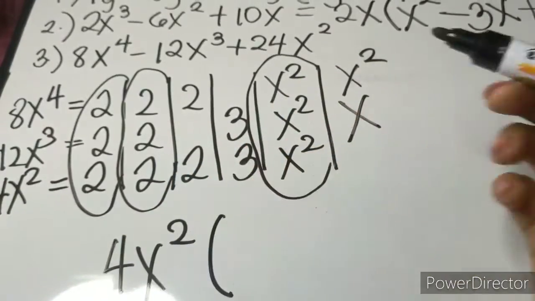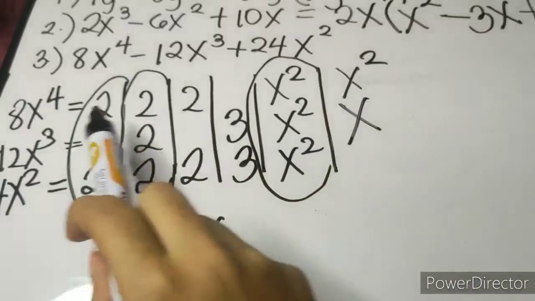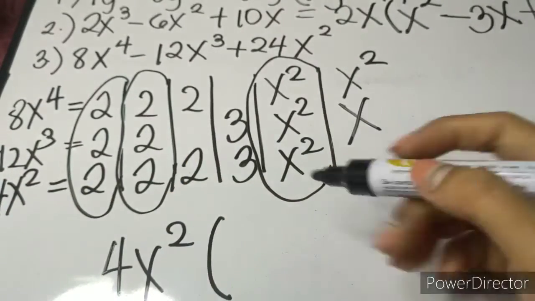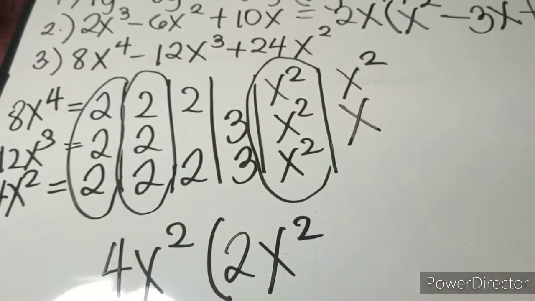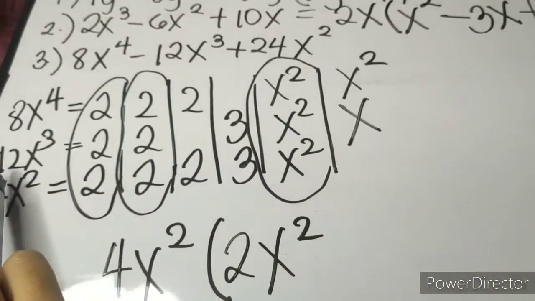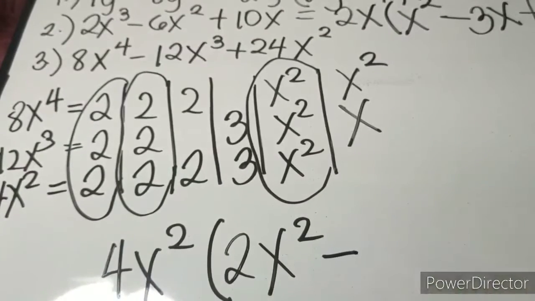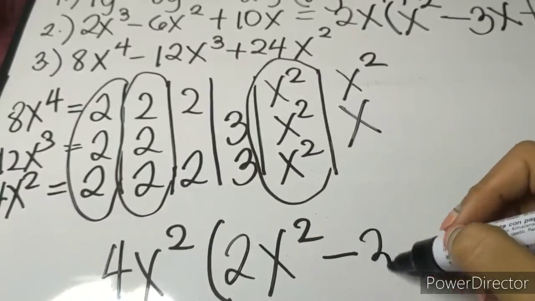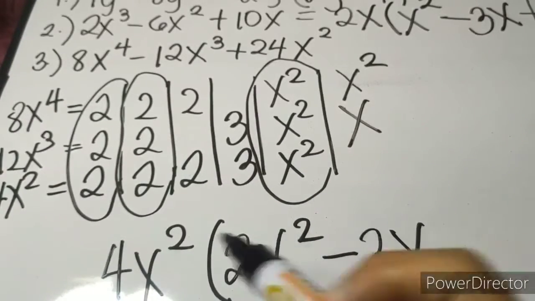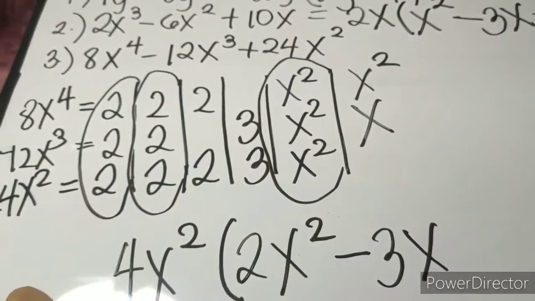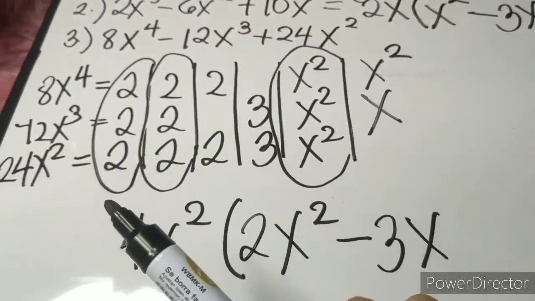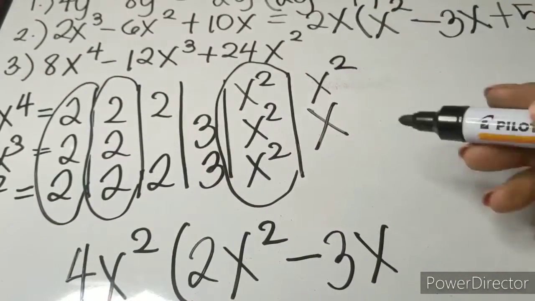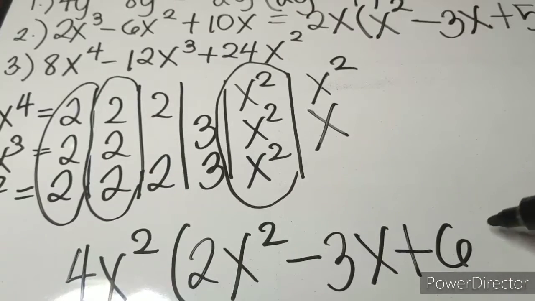And our other factor, o ano yung natira sa 8x raised to 4, yung 2 at yung x squared. And then, kay negative 12x cubed, so dahil negative, minus isusulat natin, ang natira naman ay 3 at x. So, 3x. And then, kay 24x squared naman, ang natira naman ay 2 times 3, which is 6. At dahil positive naman sa given yung 24 natin, so plus 6.